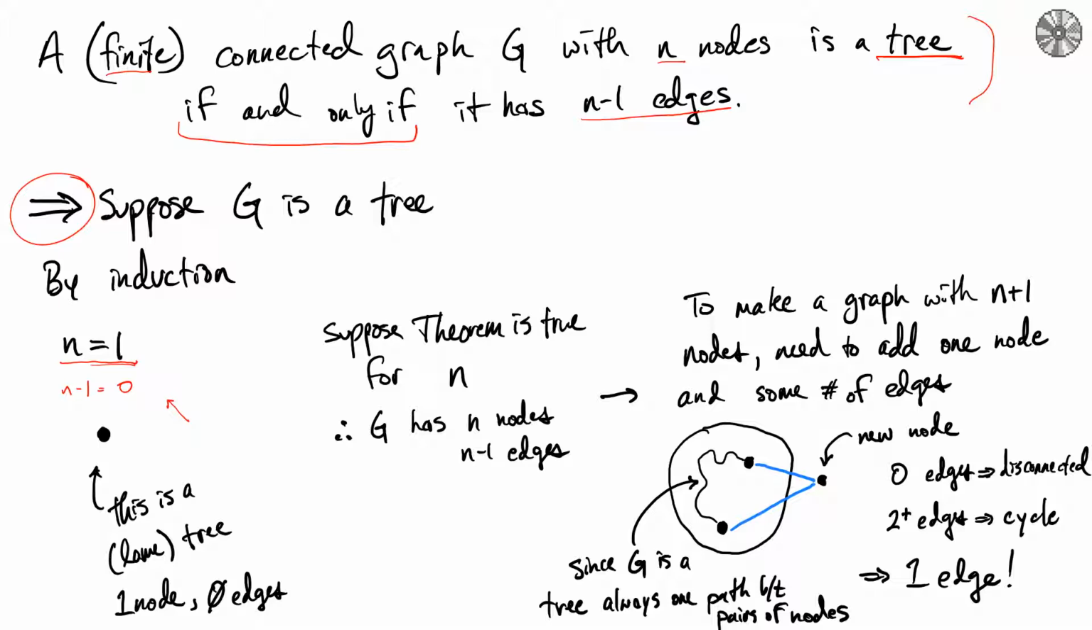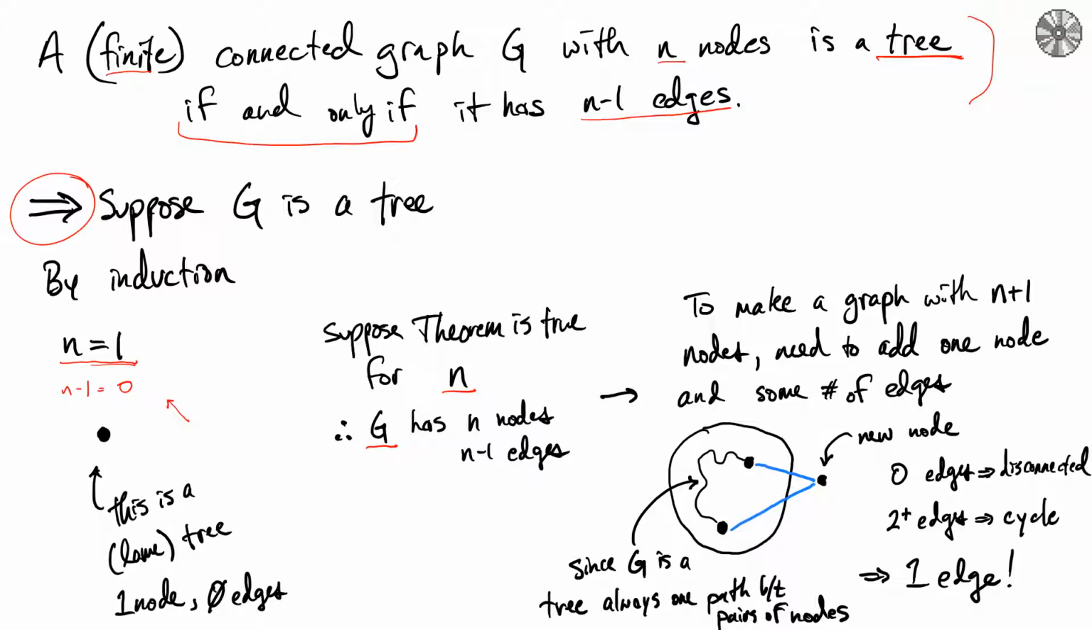we assume that it is true for the n case, and then we try to prove it for the n+1 case. So if we suppose that this theorem is indeed true for n nodes, so G is a network that has n nodes and n-1 edges, and it is a tree. And so we're now going to add one node and observe what happens to the edges.